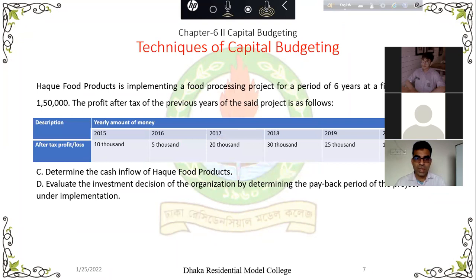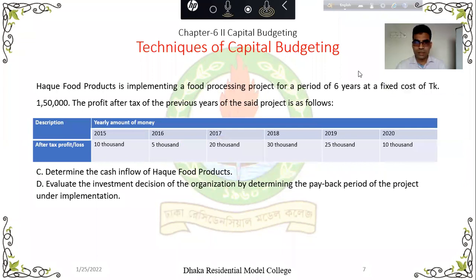So next one, here is an example. Can you see the screen? Yes, sir. Here is written, Haque Food Products is implementing a food processing project for a period of 6 years at a fixed cost of Taka 1,50,000. The profit after tax of the previous years of the said project is as follows.